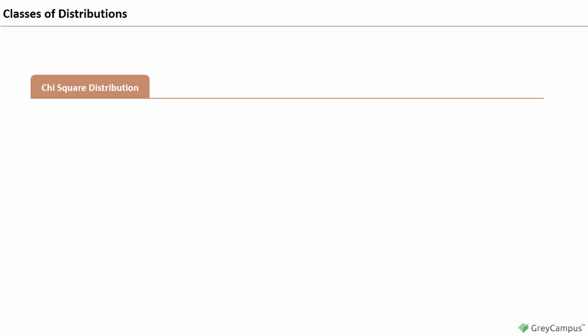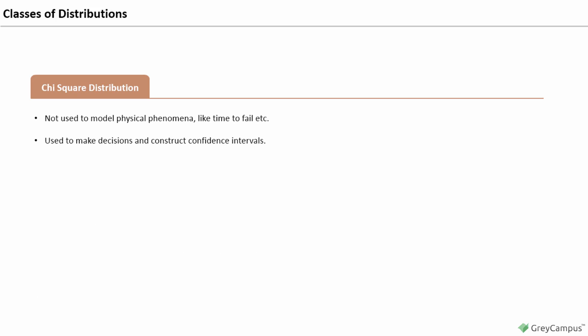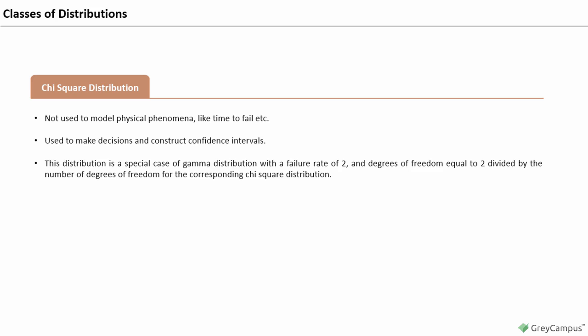Chi-square distribution. Not used to model physical phenomena like time to fail, etc. Used to make decisions and construct confidence intervals. This distribution is a special case of the gamma distribution with a failure rate of 2 and degrees of freedom equal to 2 divided by the number of degrees of freedom for the corresponding chi-square distribution. This is considered a sampling distribution.